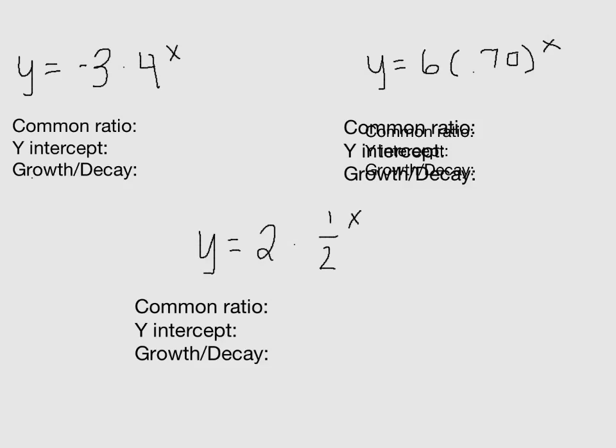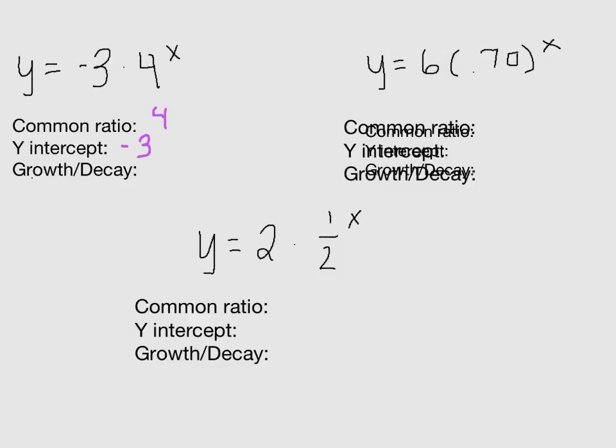Now let's look at these situations where we have the equation. My common ratio is next to my x, so my common ratio for the first one is just 4. Remember, we do not put the x in there, just the number. My y-intercept is the first number, so -3.